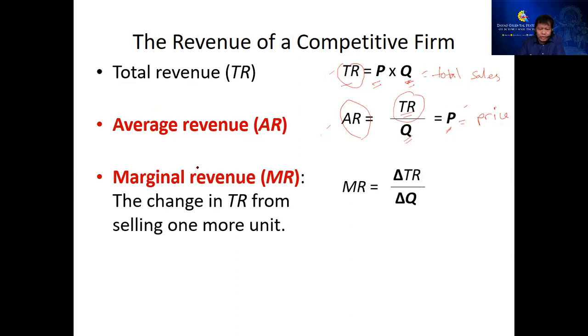So the other concept we have is the marginal revenue. When we say marginal revenue, we are talking about the change in total revenue from selling one more unit. Marginal means additional. This is additional revenue, or the change in revenue from selling one more unit.